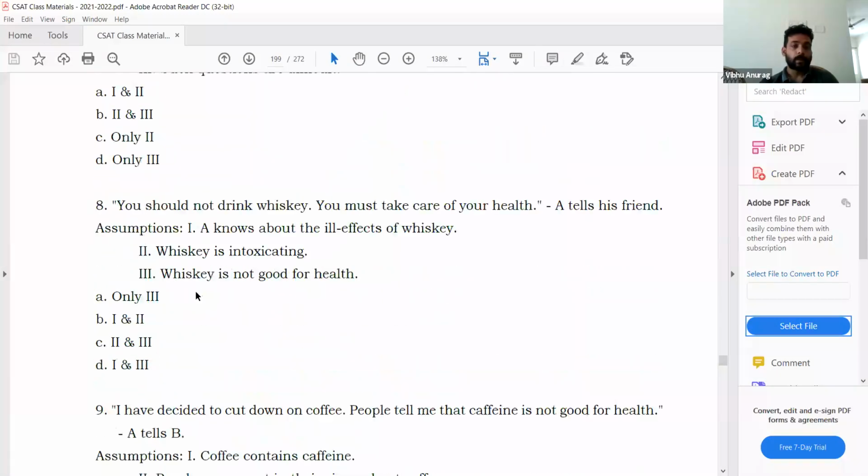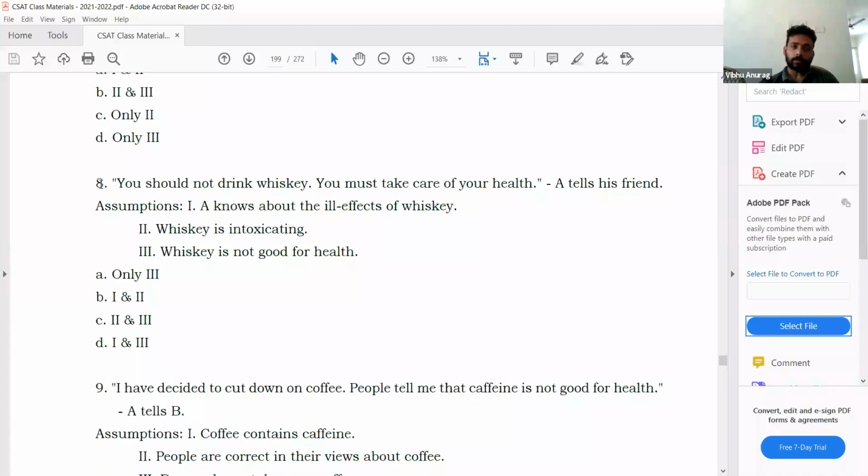Okay. 8th question. You should not drink whiskey. You must take care of your health. A tells his friend. Assumptions of A. Number 1. A knows about the ill effects of whiskey. Yes, he believes that he does know because he's telling his friend not to have it. So he does believe that he knows about the ill effects of whiskey. So 1 is a valid assumption.